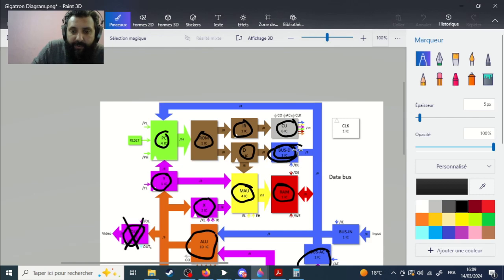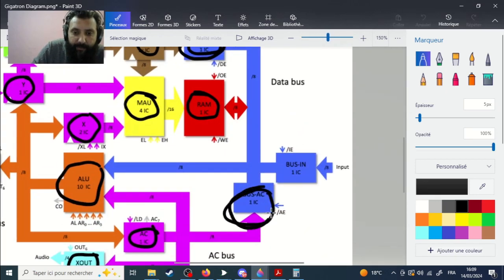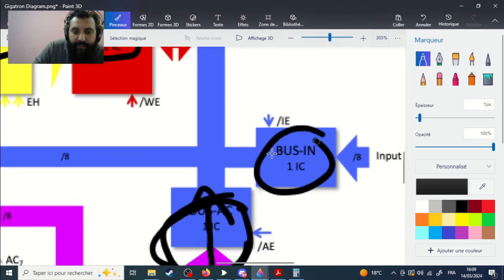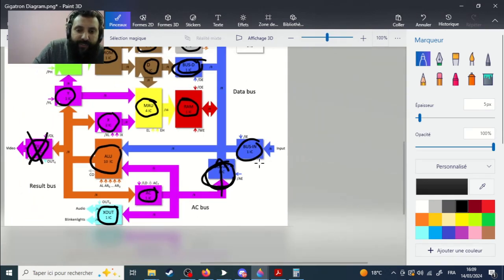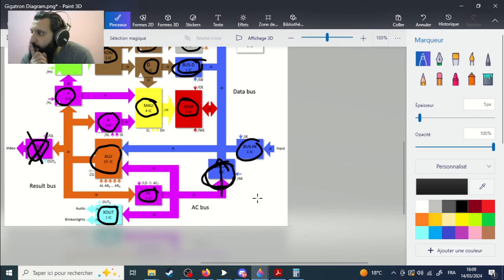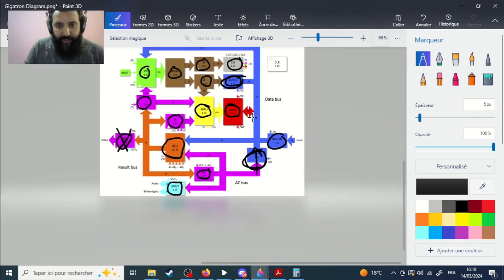This part is identical to this. This is a three-state buffer that allows the value of AC to be thrown to the data bus. We have a shifter, and we did not use the shifter in our implementation. I don't remember exactly, this is different. The output device is different from the Gigatron. It's totally different. It's more complicated, but it is more advanced. Anyway, we will see that later.